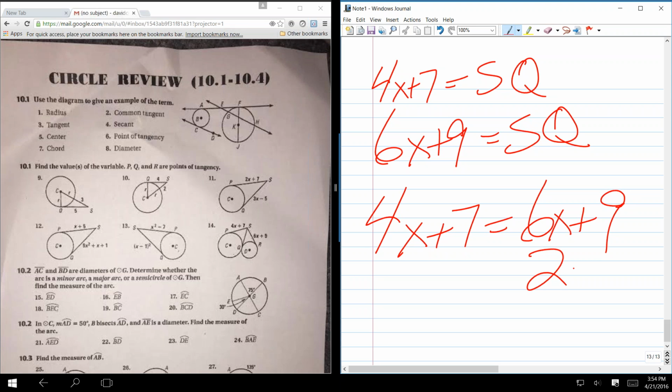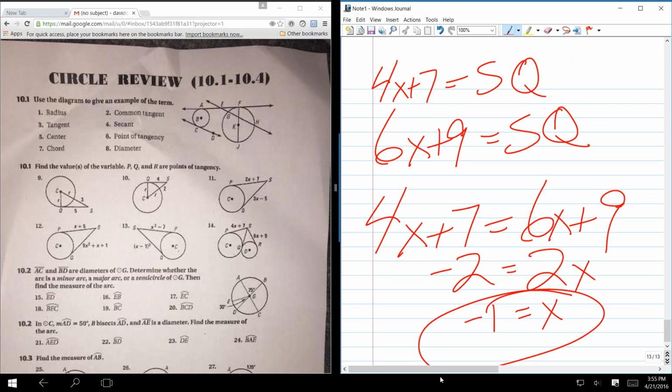What do I get? x equals 0. No, x equals minus 1. Does that make it a legitimate solution? Yes. In other words, there's nothing wrong with x being equal to minus 1.